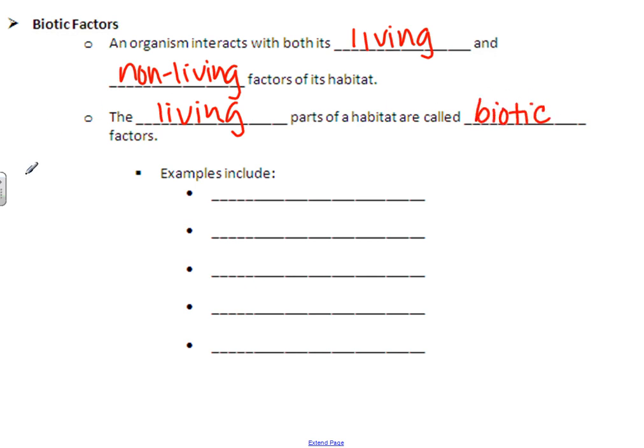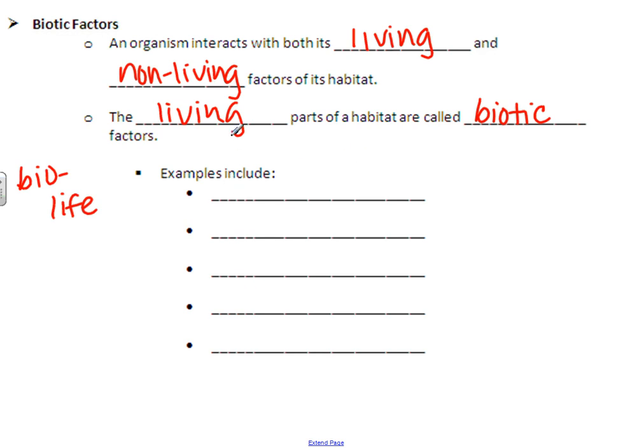Now, anytime you see bio as a prefix, you know that that means life. Like a biography, it's a story of somebody's life. Or maybe biology. Biology is the study of life. So when you see bio, you know that means life.